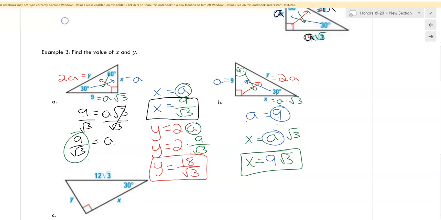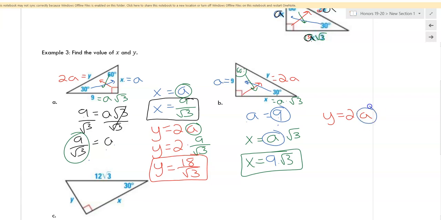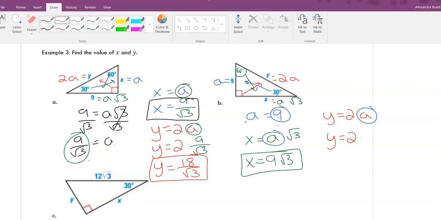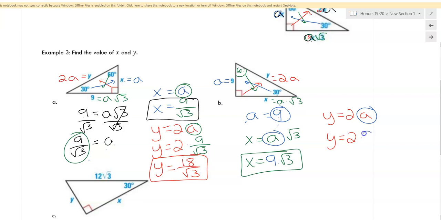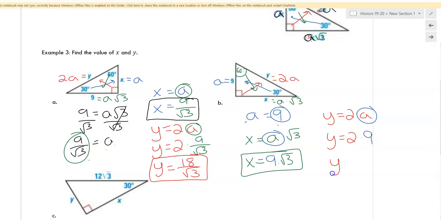All right, if I solve for y, again, this a, I know from that this here. So y equals 2 times 9. And then I can solve for y. So y equals, and 2 times 9 is 18.